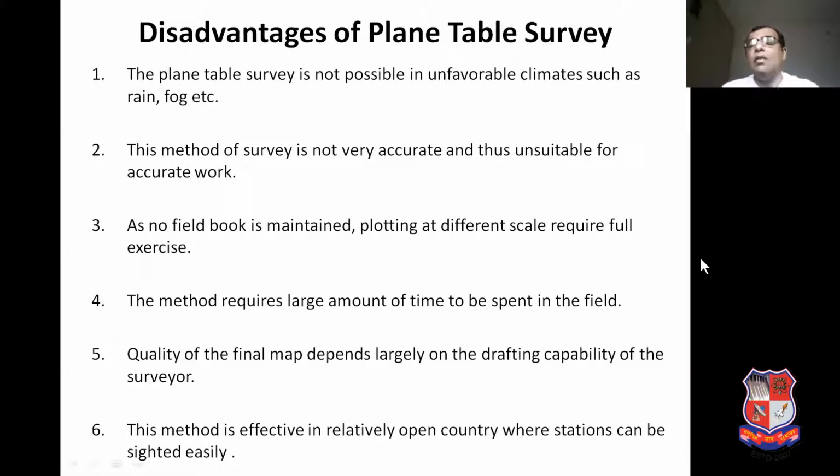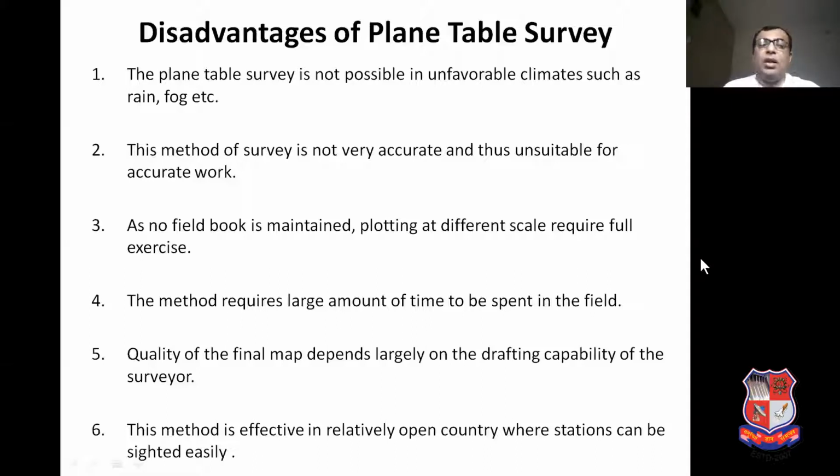Now let us see the disadvantages of plane table surveying. There are a few disadvantages also of the plane table surveying. Let us see the first disadvantage. The plane table surveying is not possible in unfavorable climate such as during the rainy season, and when there is fog in the atmosphere, one cannot perform the plane table surveying. Second, this method of surveying is not a very accurate method and thus unsuitable for accurate surveying work.